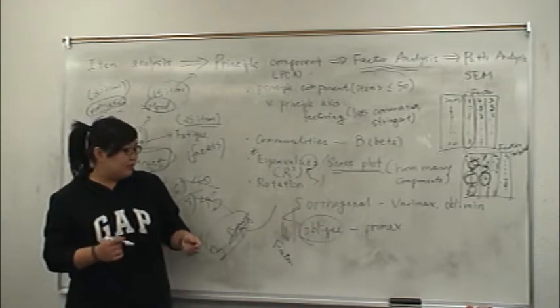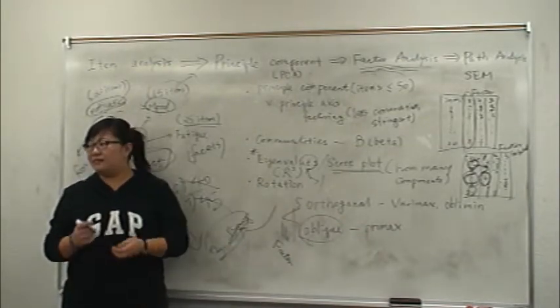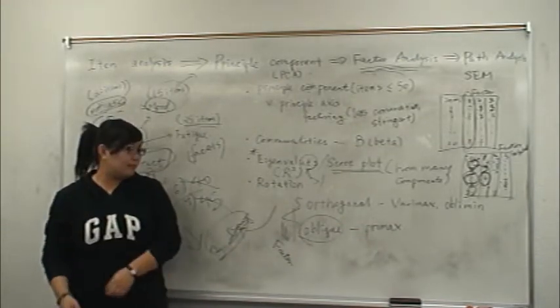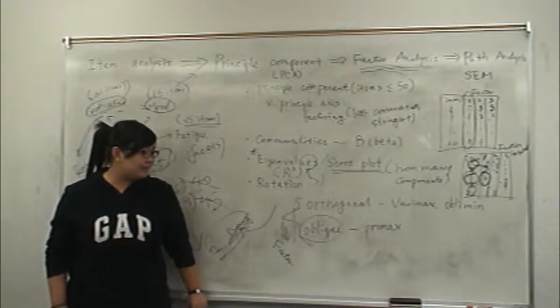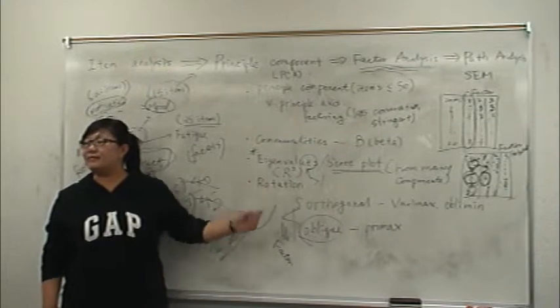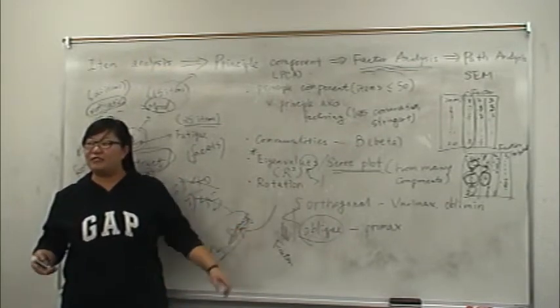So then you're going to use the Promax rotation method. It's on SPSS. Oblique if the factors are correlated, highly correlated. And is there a cutoff for that? Oh, there's no cutoff. You just run a correlation for the factors.